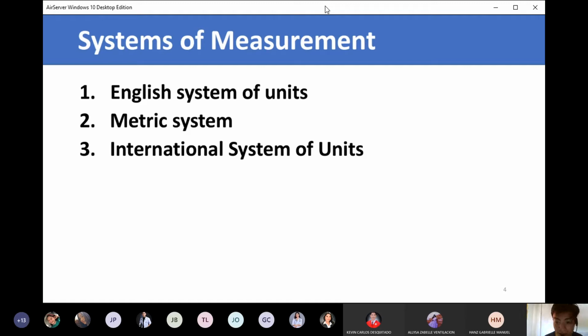Kaya we have feet measurements, di ba? 5 feet, meaning lang nun, 5 paa yung katumbas. Literally, 5 paa. Okay, so that's the idea. Measurement started with the idea of using body sizes in order to get a picture of how big or how small an object is.